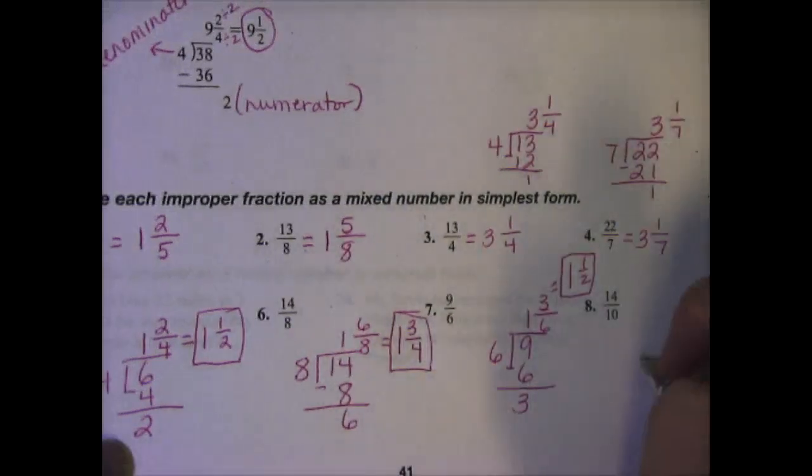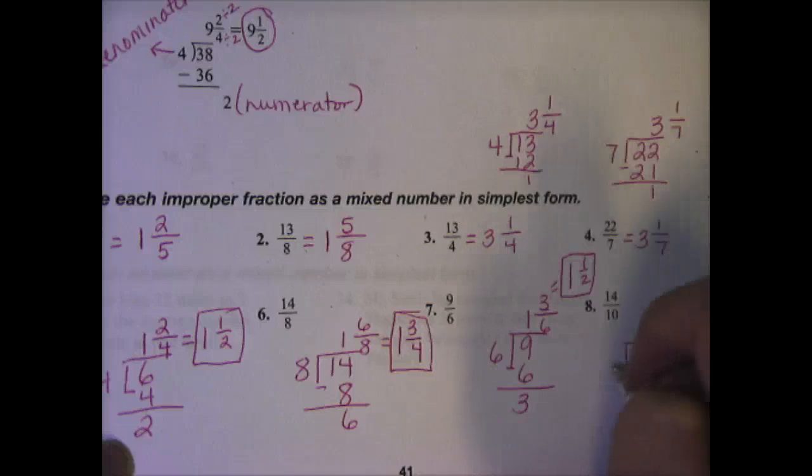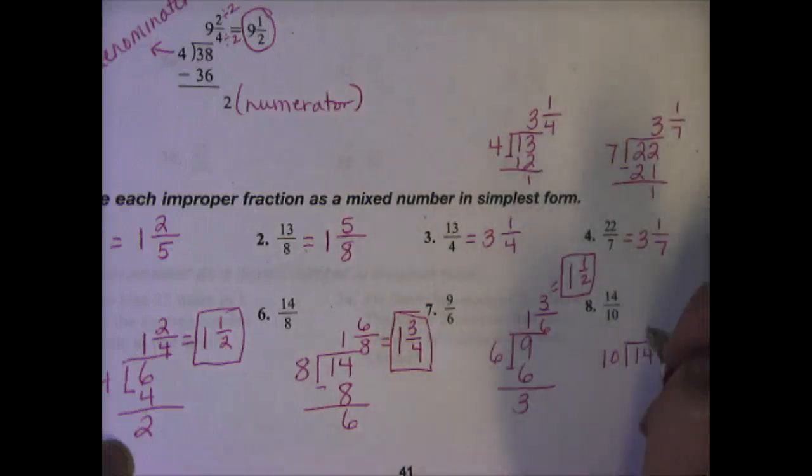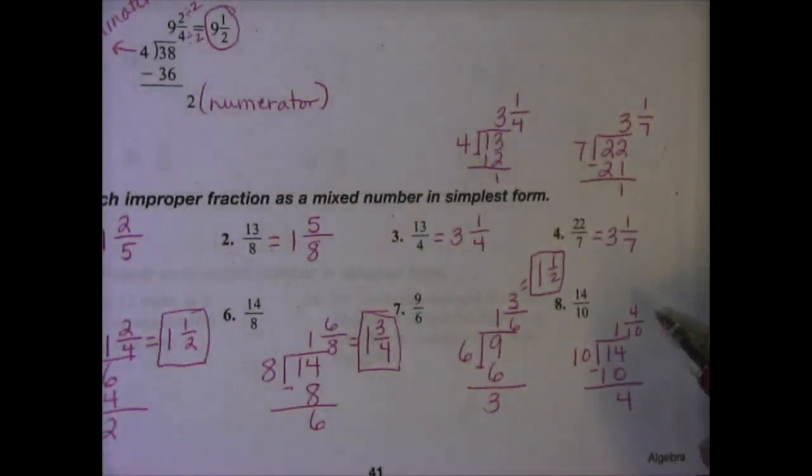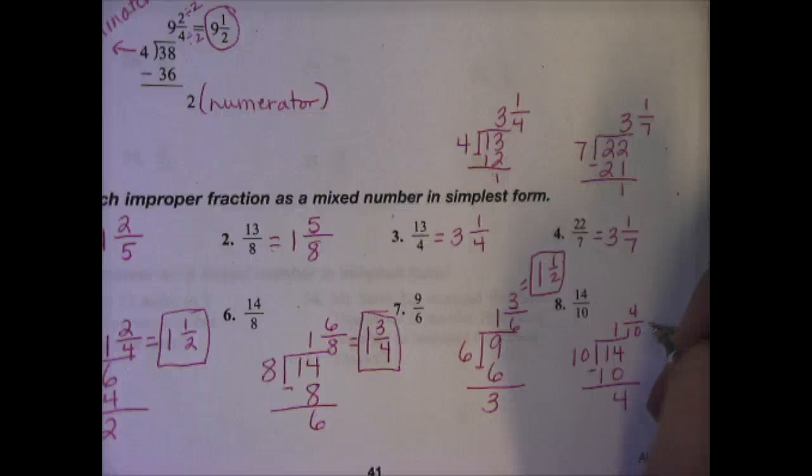Number 8, 14 over 10. So I take 14 and divide it by 10. 10 goes into 14 one time. 1 times 10 is 10. 14 minus 10 is 4. So my numerator is 4, my denominator is 10. Both of those are going to be divisible by 2. So 1 and 2/5.